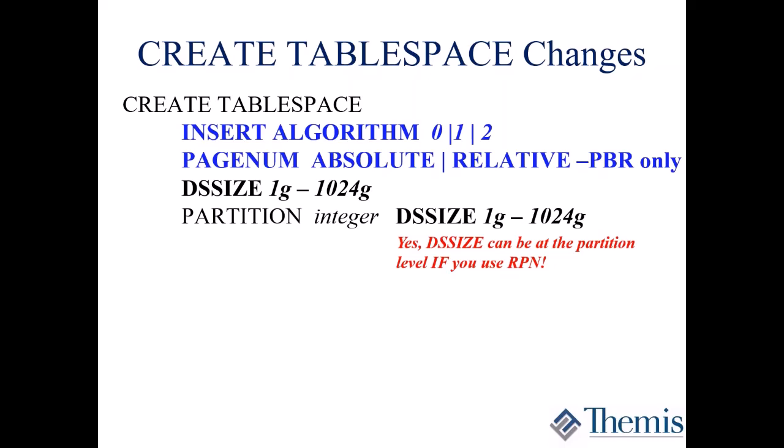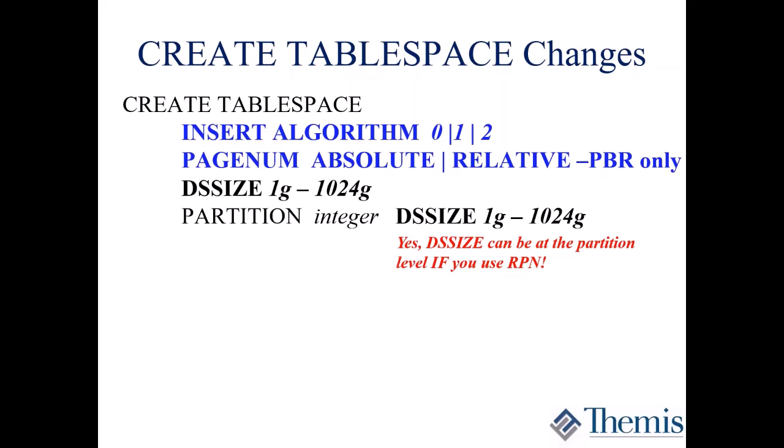Page numbering, absolute or relative. Okay, again, absolute is the old way, the way we've always done it, and relative is the new thing. It's only an option on universal partition by range. Your DS size can now be between 1 gig and a terabyte, 1024 gig. And when you are using relative page numbering, you can do DS size at the partition level, which is pretty dang cool.